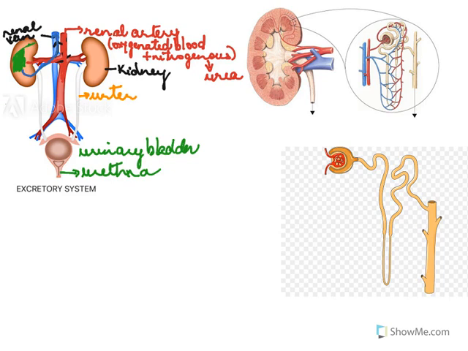The urine that is formed flows down the ureter. We have two ureters here and here, going into the bladder. In the bladder, it is stored for some time, and once the bladder is full, we get the sensation to urinate, and then the urine is thrown out of the body.